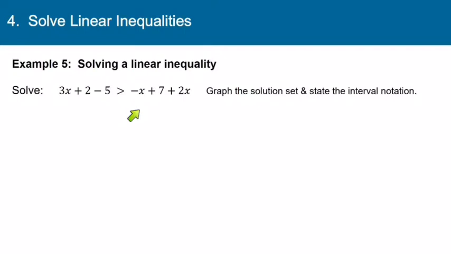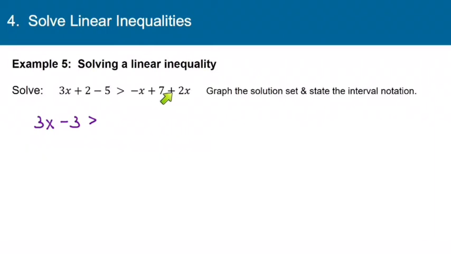Now let's take this inequality and apply all of our solving skills to it and see what we come up with. So here we have 3x plus 2 minus 5 is greater than negative x plus 7 plus 2x. So the first step is to simplify each side. So before you start trying to do the same thing to both sides, look at the left side and see if there are any terms to combine. Of course, 2 minus 5 would make negative 3. So the left side is going to be 3x minus 3. Then we have our greater than symbol.